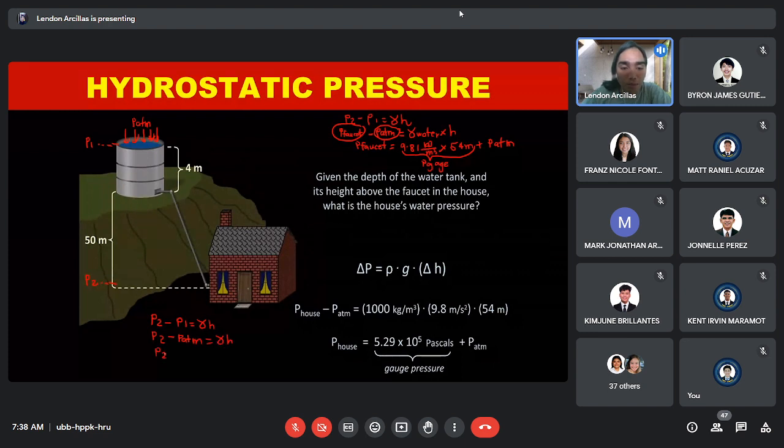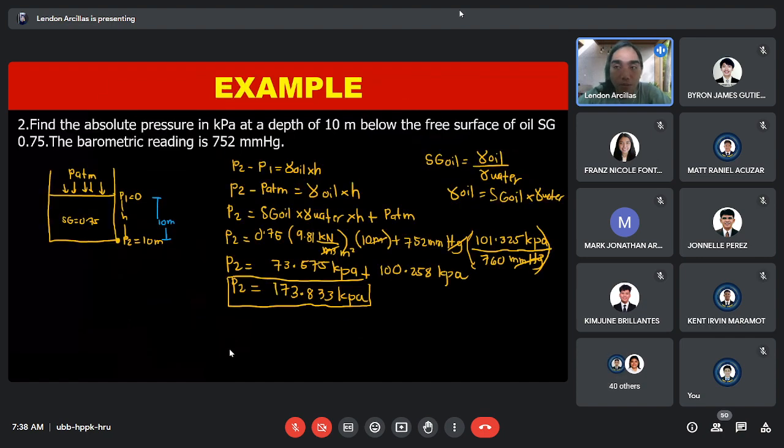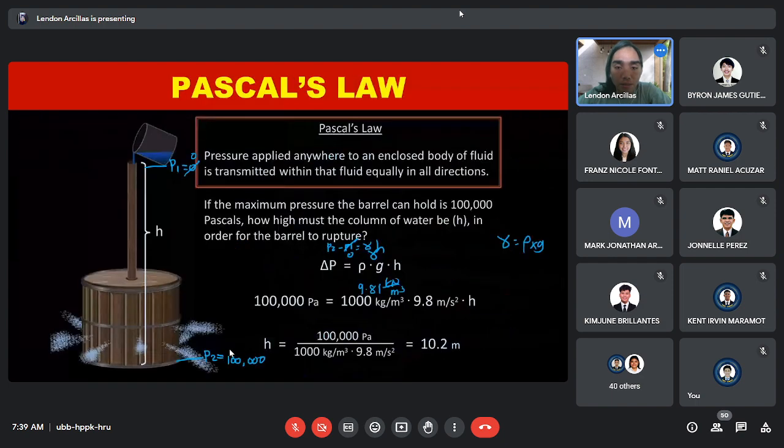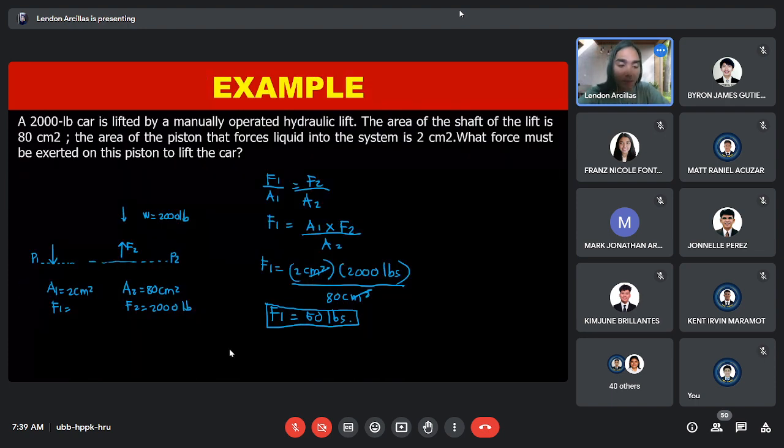Therefore, to find the pressure here at 2 or the pressure here in the house, that is equal to, transpose yung P atmospheric, magiging specific weight ng water times the difference of P2 to PATM or P1, plus PATM. So, ganun lang. You need to subtract the below pressure sa above pressure equal to the specific weight times the height of their difference. Gets na ba yun? Yes.